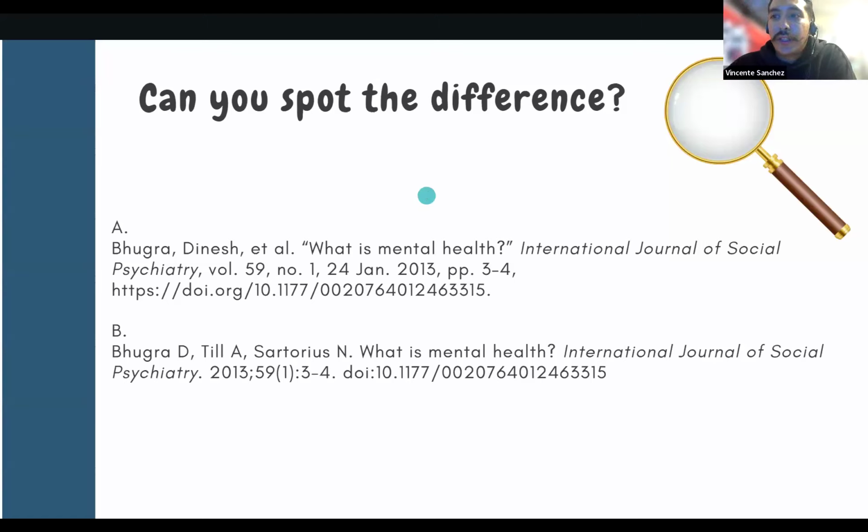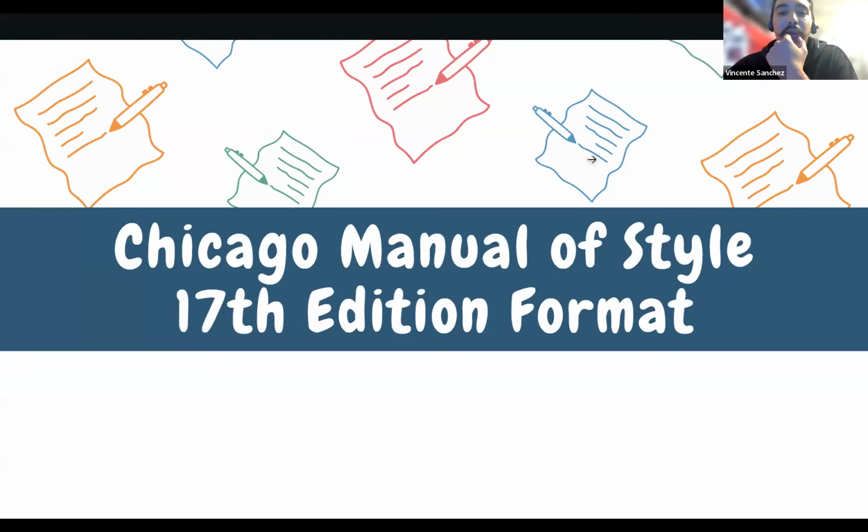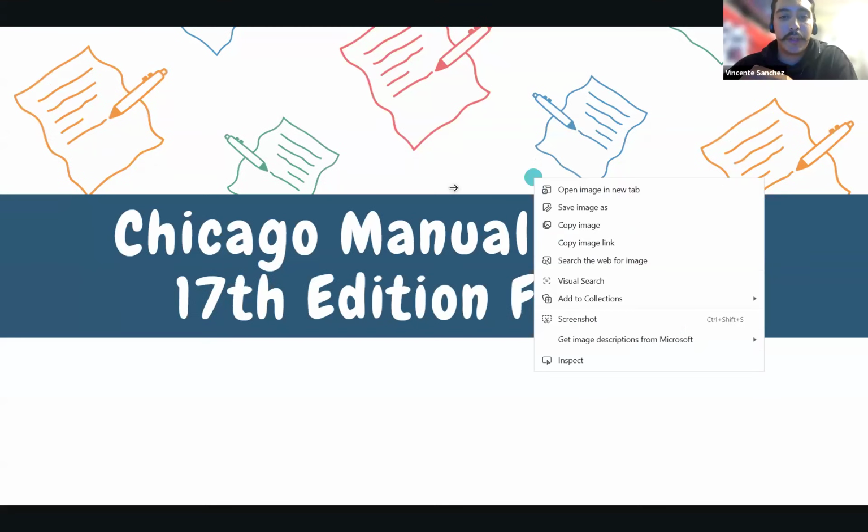So now we're going to go into Chicago style, and this is the 17th edition. There are obviously a lot of different editions, but this is probably the most recent edition that we have. You would all want to check with your professor to see which style or which edition they're going to be using as well. So let's get into it.